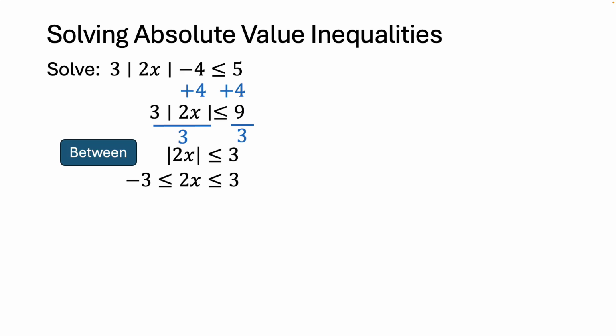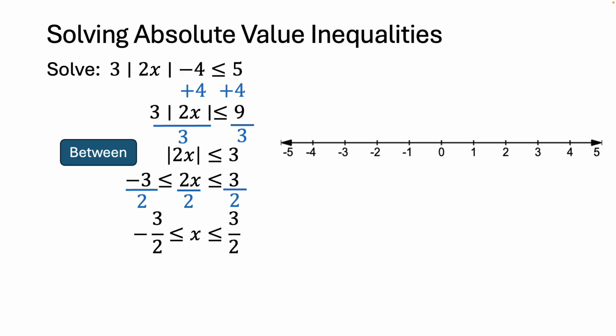Now we need to solve this compound inequality by isolating x in the middle. To do this, we'll need to divide the middle by 2. But what I do to the middle, I need to do to the other two sides. So this would simplify to -3/2 is less than or equal to x, which is also less than or equal to 3/2. So this would be my solution in inequality form.